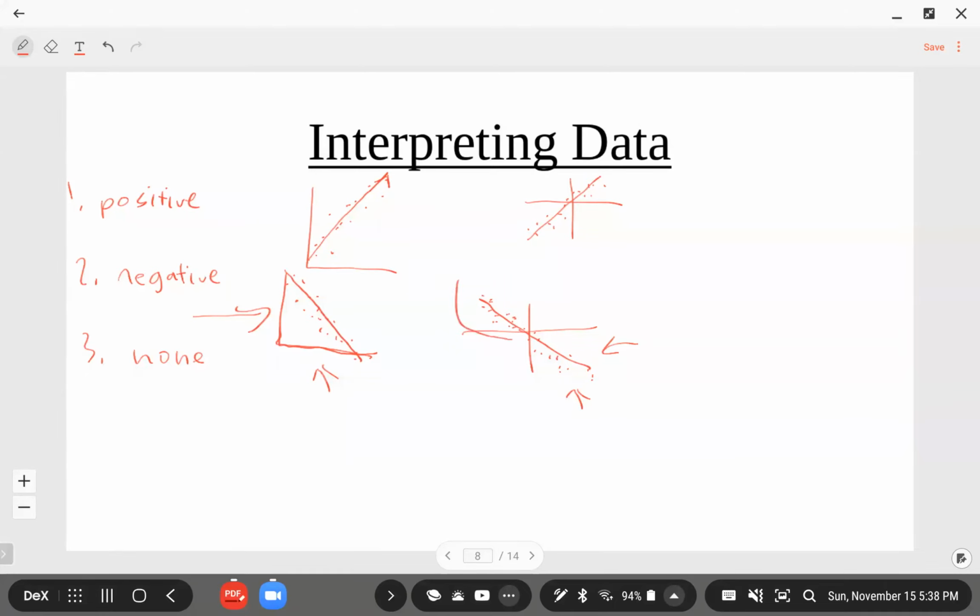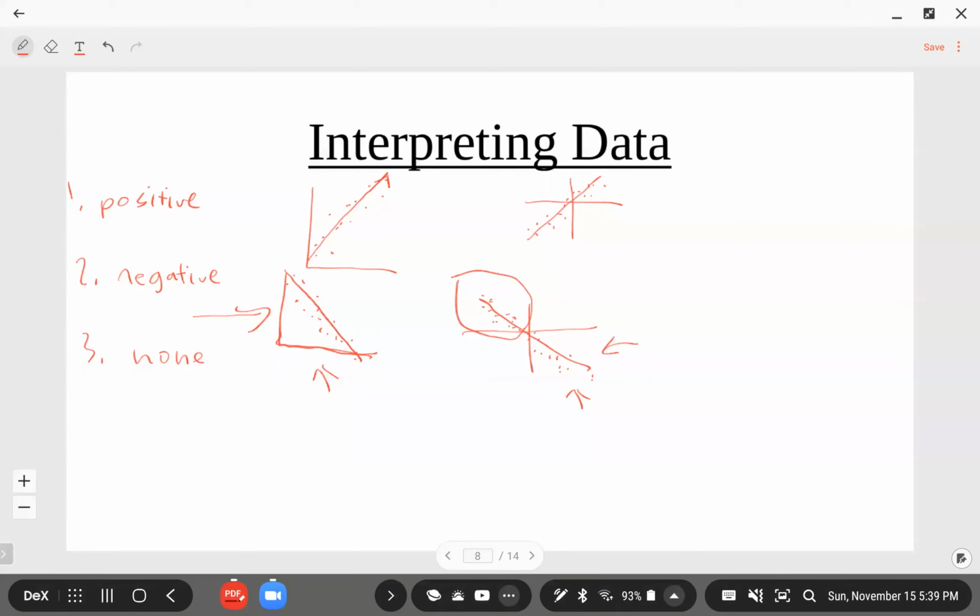In this one, on the top here, x values are decreasing while y values are increasing. So that is also negative association. So just like positive, there are two scenarios that can be negative association.